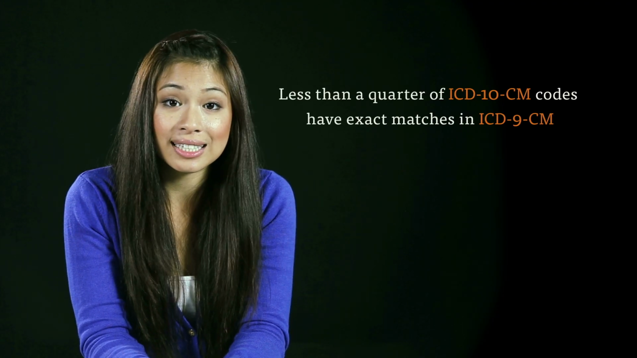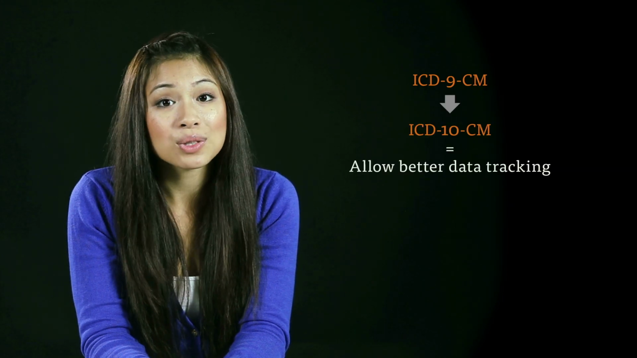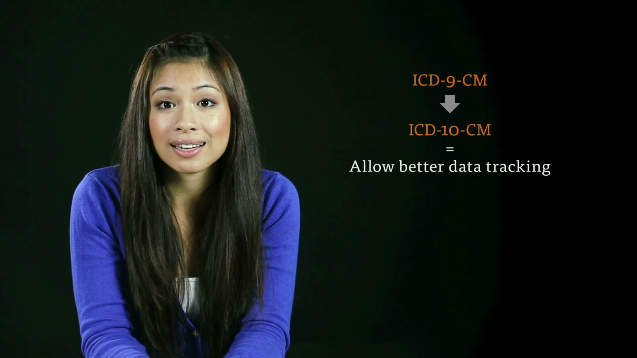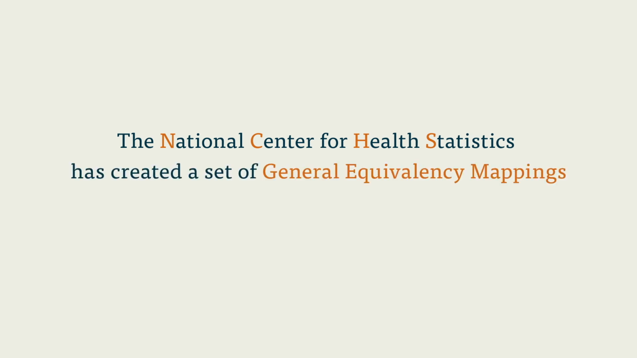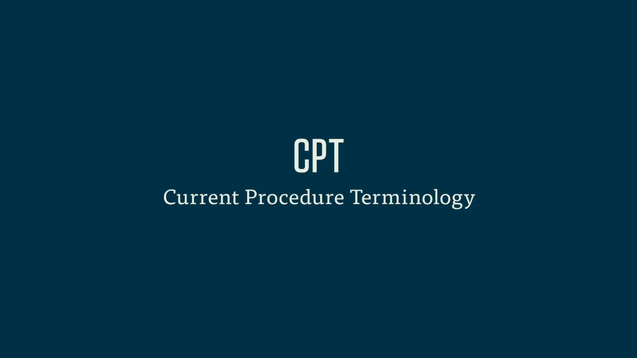Crosswalking is not an exact science. Less than a quarter of ICD-10-CM codes have exact matches in ICD-9-CM. The goal of crosswalking is to facilitate the transfer between these two code sets and allow better data tracking. In order to assist coders, the National Center for Health Statistics, NCHS, has created a set of general equivalency mappings, GEMs. These list appropriate matches between the two code sets and are invaluable resources as you move further in crosswalking.